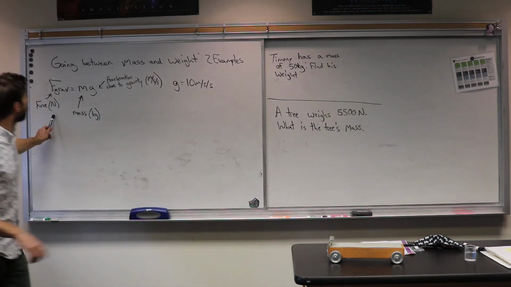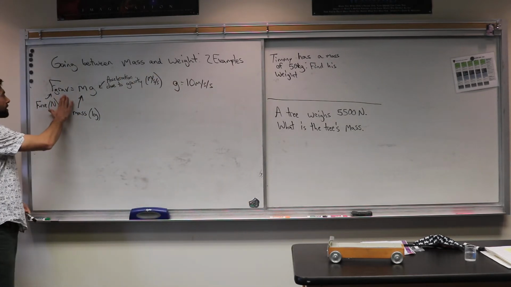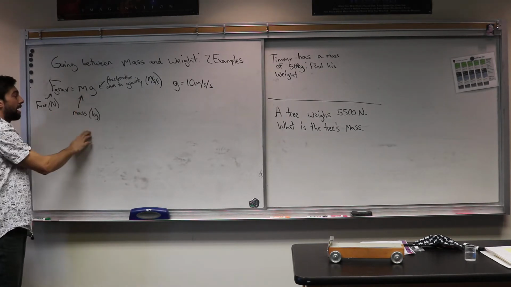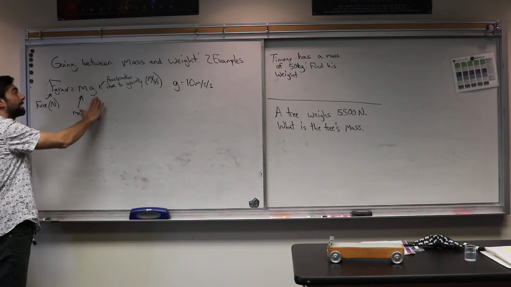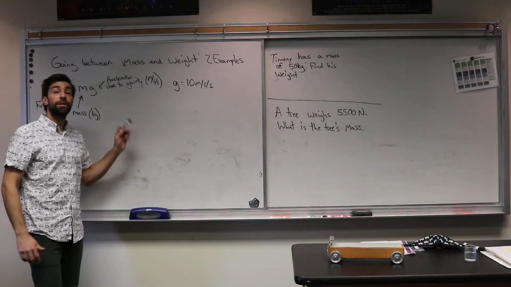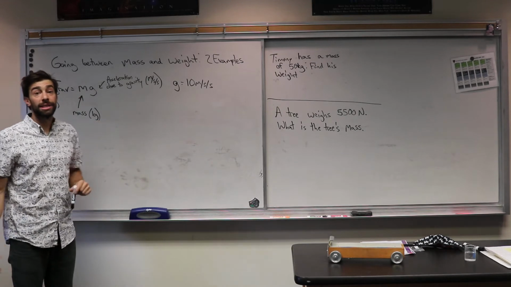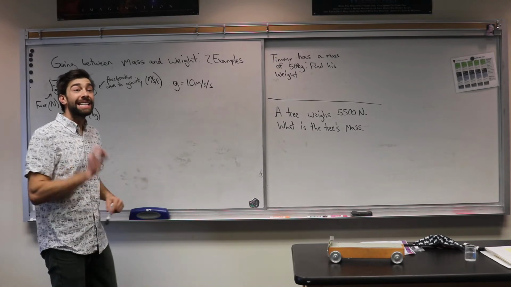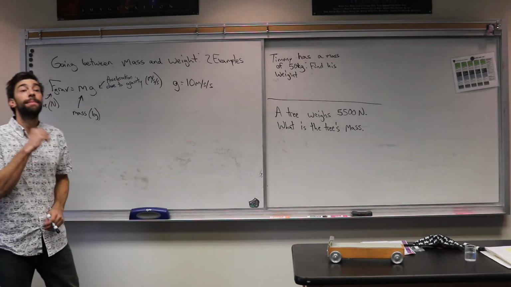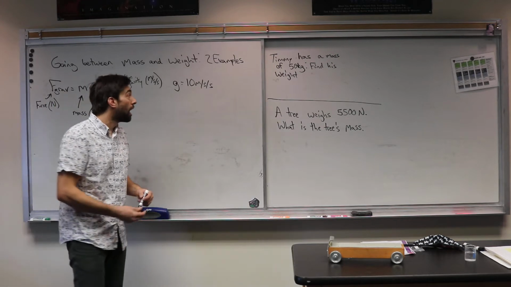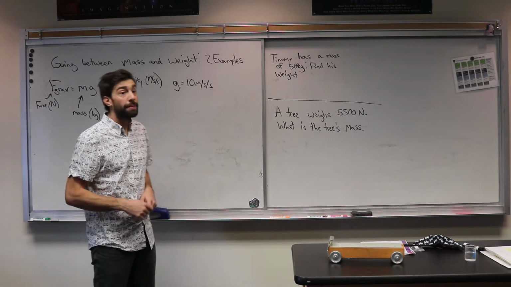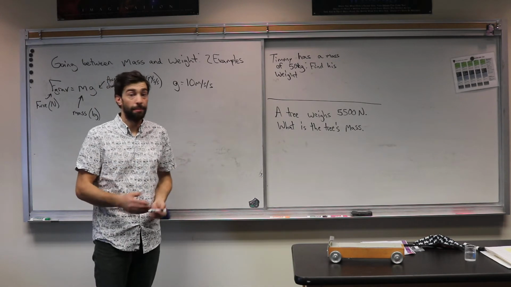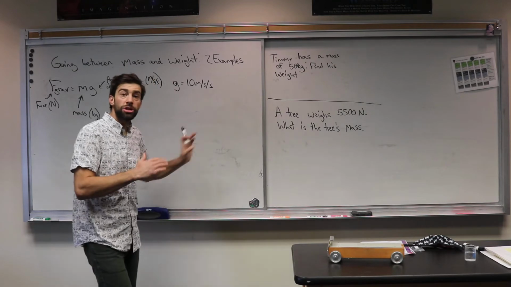So I rewrote the formula. The force of gravity, so here's the force in newtons, equals the mass of an object in kilograms multiplied by g. G is the acceleration due to gravity, and that is in meters per second squared. Remember, g is 10 meters per second squared. It actually is 9.81 meters per second squared, but we use 10 because math is easier with 10. So let's go through these two example problems.